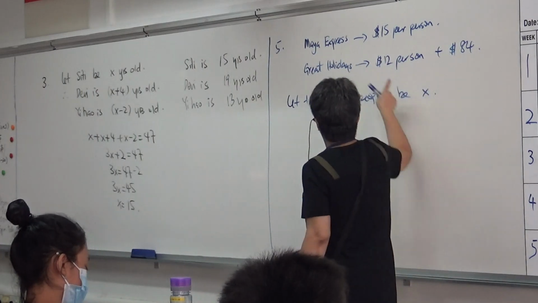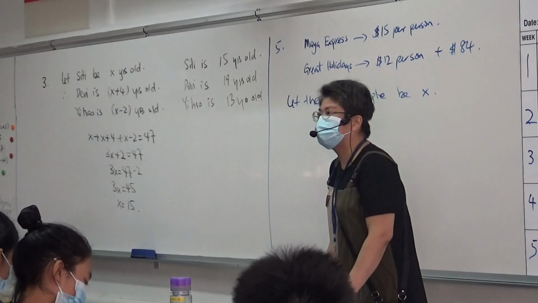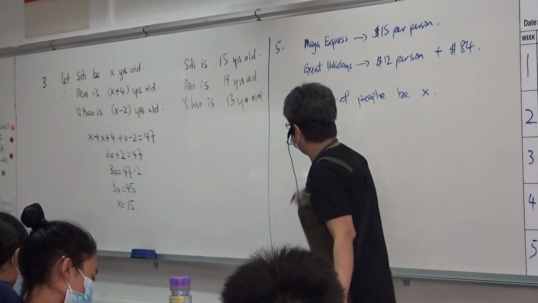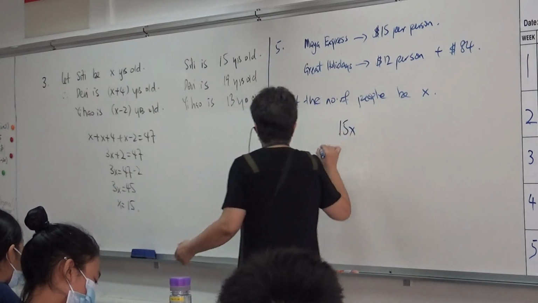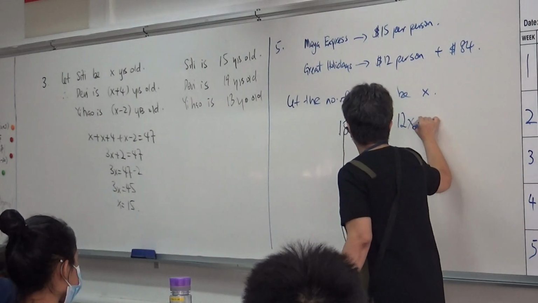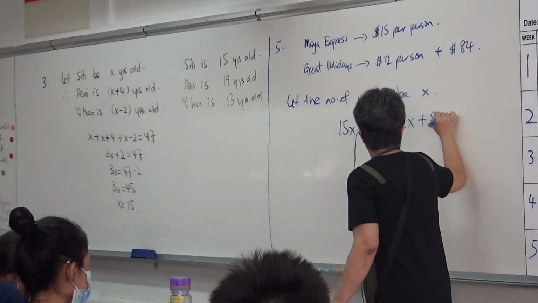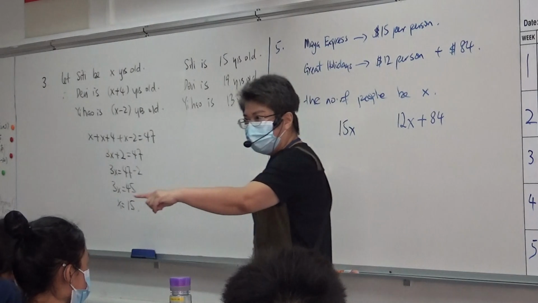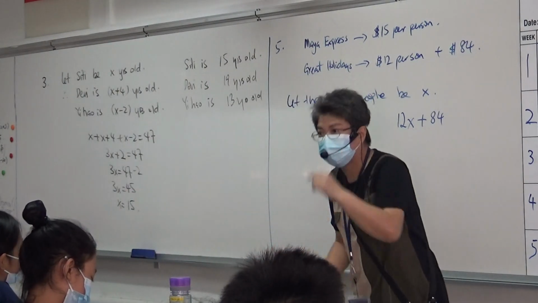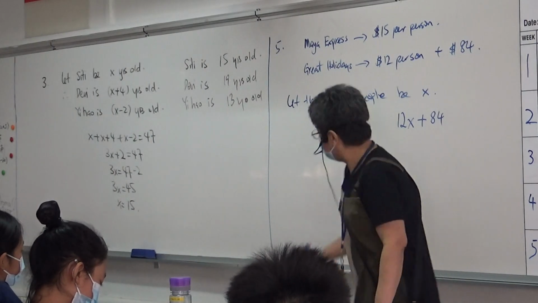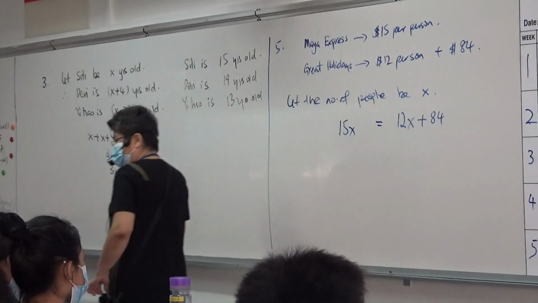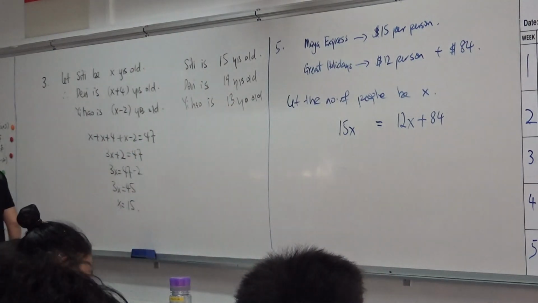Now, if there are X people, Maya Express will cost how much? X times 15, which will be 15x. Very good. What about Great Holidays? I will have 12x plus 84. Each person charges $12 plus an extra fee of 84. But the question says this is equal, correct? Equal. Okay, I want you to solve for me. Hold on, copy down, solve for me, and find what's next.